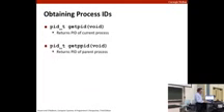Okay, the simplest process control functions are functions that allow you to get the PID for the current process, which is getpid, or the process ID of the parent process that created the current process. So these take no arguments and they return an integer, which is a process ID.